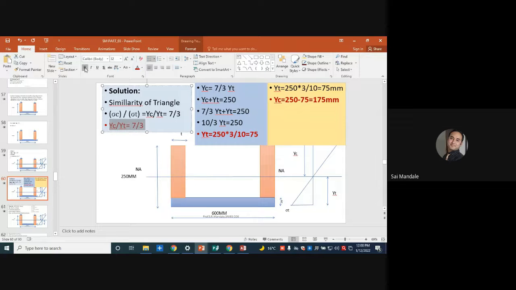Perfectly correct. So I have yc, I have yt, and now moving directly towards the next step. See, the yt and yc both are with me. My next question to you is, what is the value of y bar?